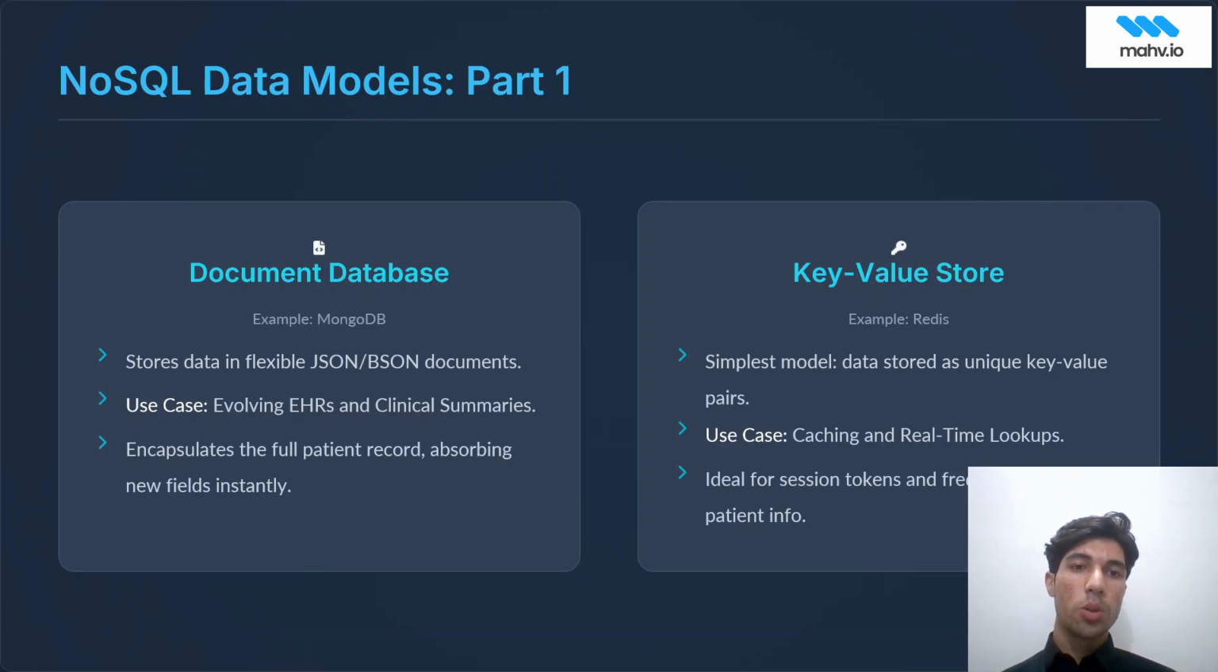Then we have key value stores like Redis. This is the simplest database model, in which the data is stored as unique pairs of keys and values. These are used for caching and real-time lookups, and for almost instant retrieval. That is why they are ideal for session tokens and frequently accessed patient info.